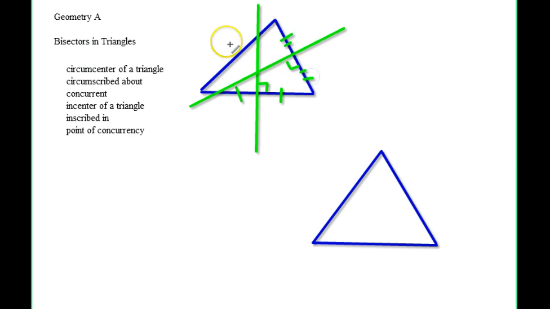Alright. The cool thing is that they pretty much always intersect at a certain type of point, and we'll talk about this point in a sec. Let me get my markings all down. Okay, so these are the perpendicular bisectors, and they all intersect at a certain point, and that point is called the circumcenter.